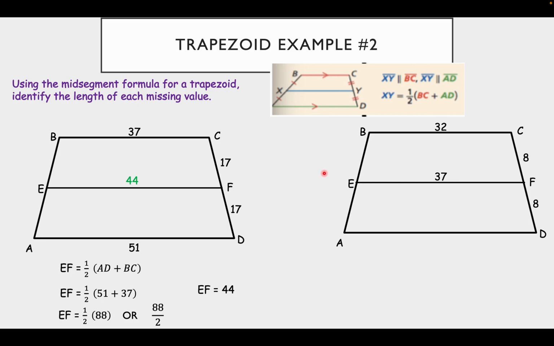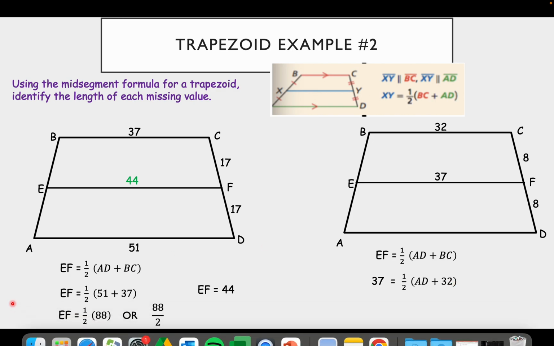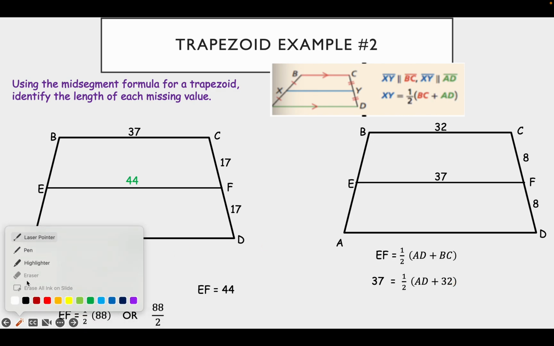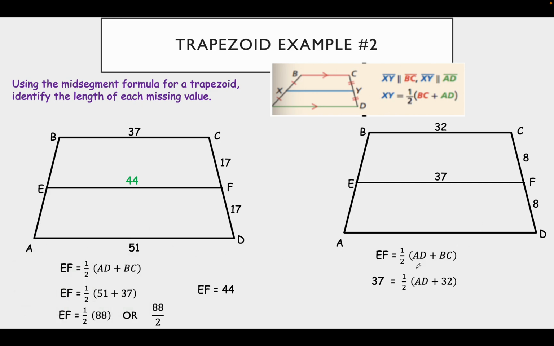Example 2, we have a little bit different. We know the base, and we actually know the mid-segment. Now we're just trying to figure out, well, what's the length of this base? So let's utilize our formula and plug in what we know. EF, we know, is 37. BC is 32, so I replace that. Now, in this scenario, we need to solve for this.